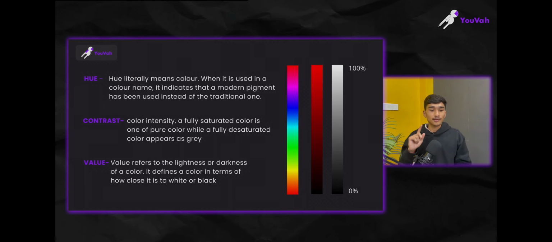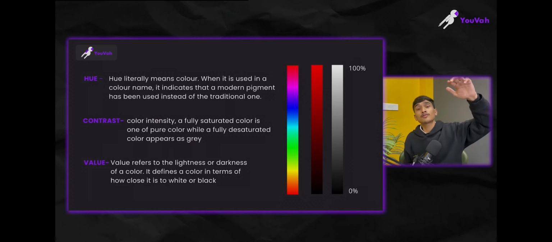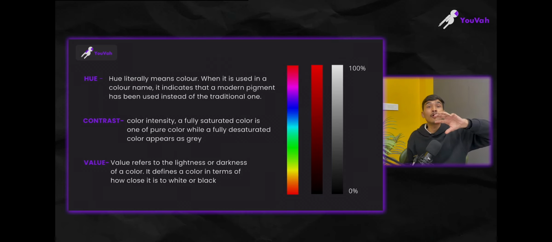All right, so that was about contrast. Contrast is basically the intensity of color, how intense that color is. If we decrease the contrast, then it will look very dull. And if I increase the contrast too much, then it will pop out. We call it very funky or pop design.